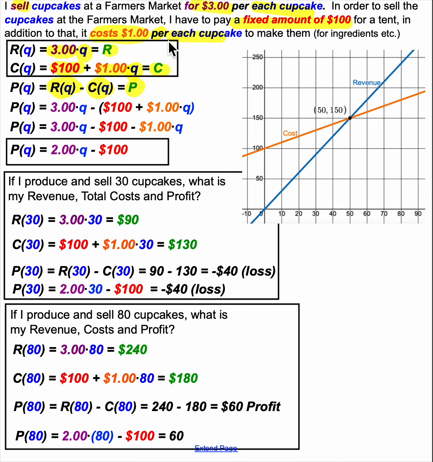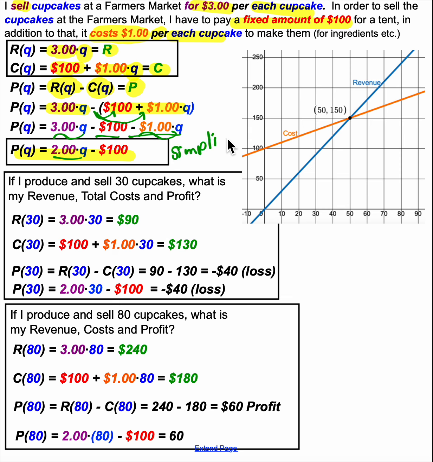All right, and so we've got our profit function here, revenue minus cost. I've got to subtract both pieces of the cost. So I have to distribute that negative sign, minus 100 and then minus 1Q. And then I combine like terms here. Positive 3Q minus 1Q gives me 2Q minus 100. This is my simplified form.